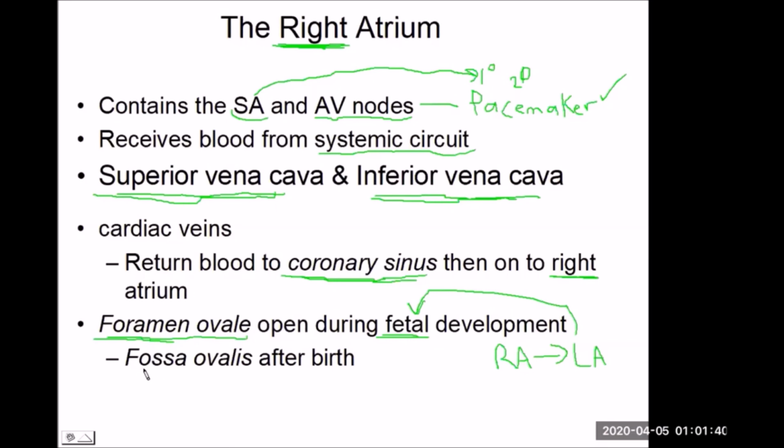And what should be present by birth, or shortly thereafter, is known as a fossa ovalis. In some cases, it does fail to close, and that can lead to complications. But the fossa ovalis is now the depression that's left after that foramen ovale closes up.